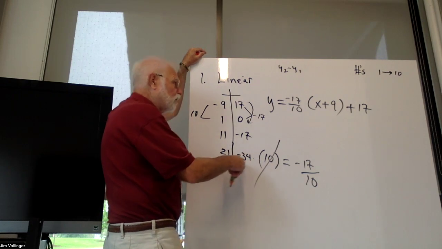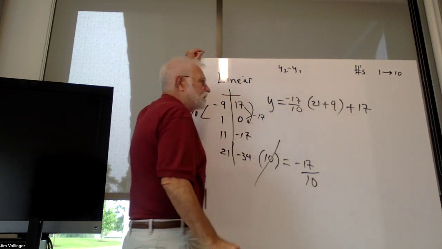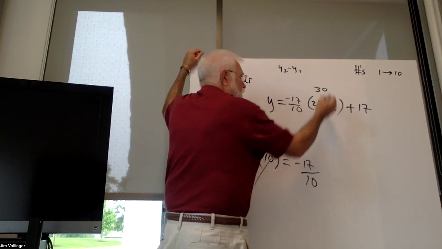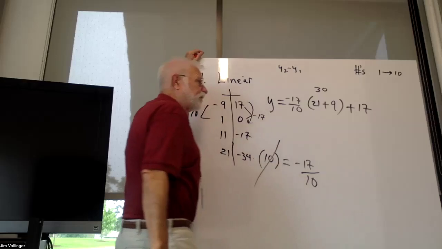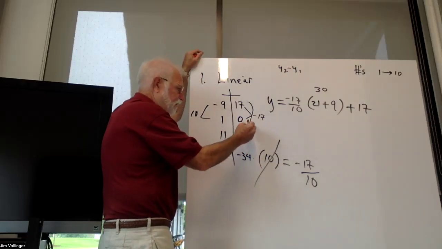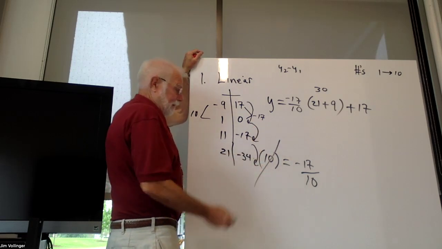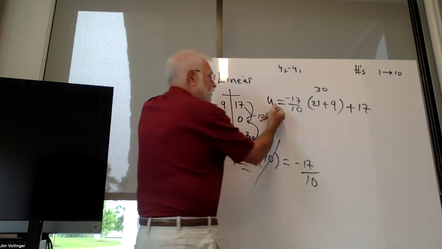Let's see if that really works. Let's put 21 in. 21 plus 9 is 30. Oh, you know what? 10 goes into 30 3 times. And if I go down 17 3 times, I go down once, I go down twice, I go down 3 times. By God, I think I'm at -34.